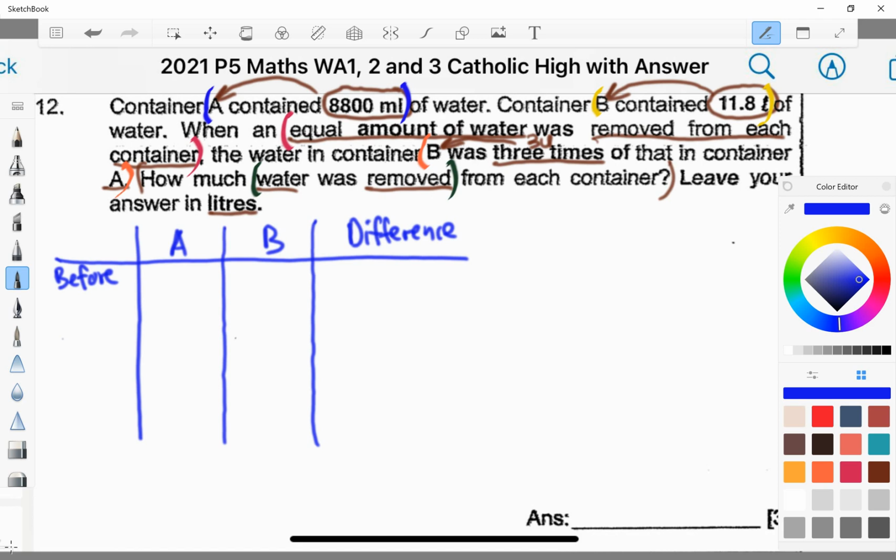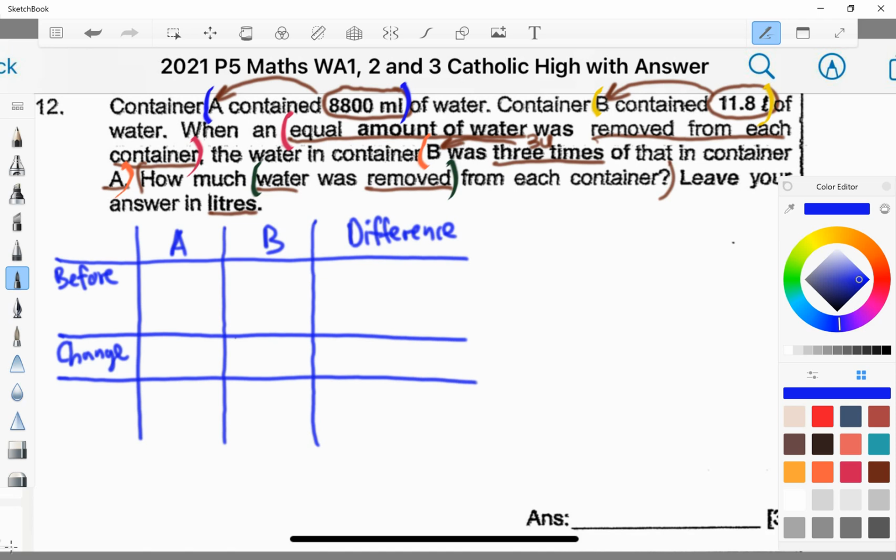And what does BCA stand for? So B for before, C for change, A for after. Right now, I will slot in the digits. I'll slot in the units into every column.